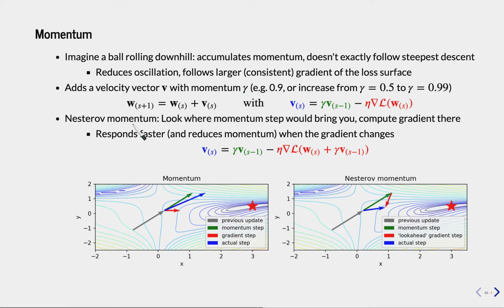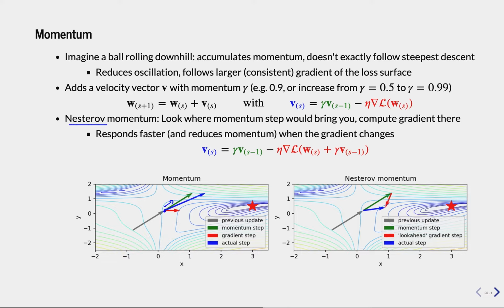Now there's one variation which is very popular, which is called the Nesterov momentum. The idea here is that you don't compute the gradient at your current location. You know that the ball is going in this direction, so you might as well be interested in what the surface looks like in that direction. And so that's what Nesterov momentum does.